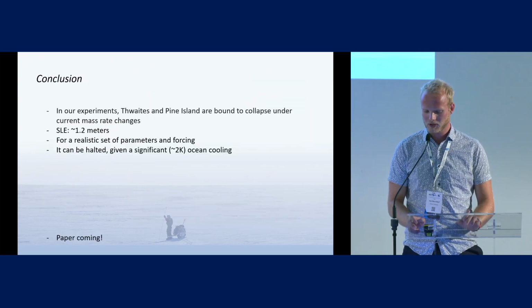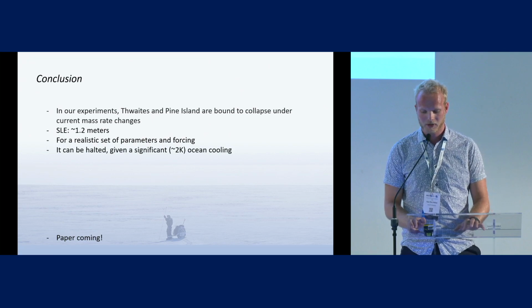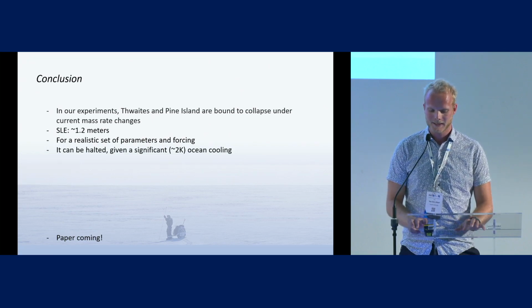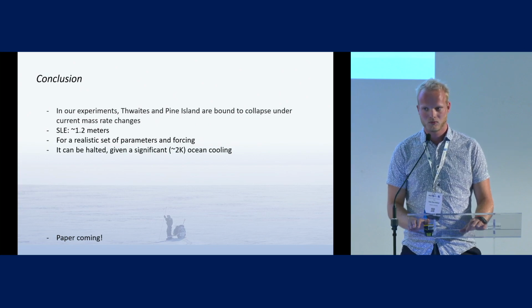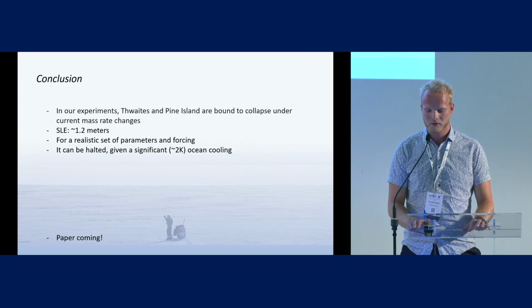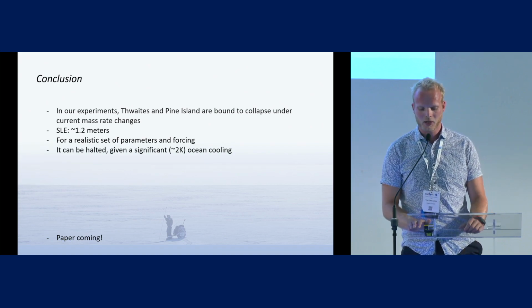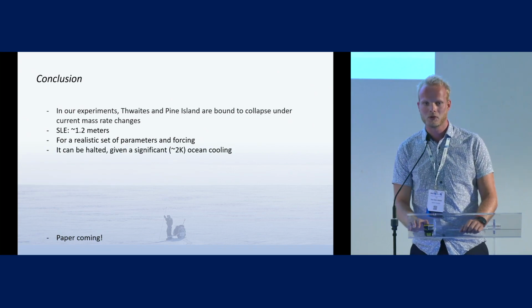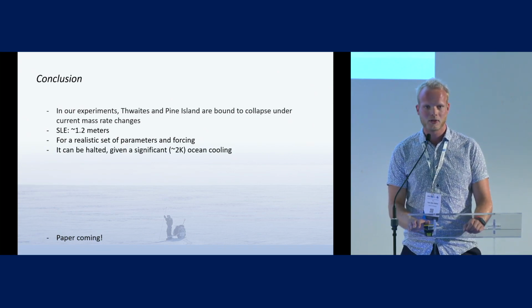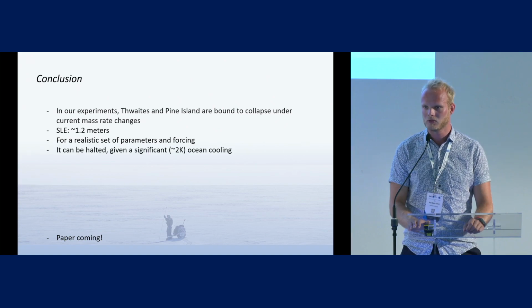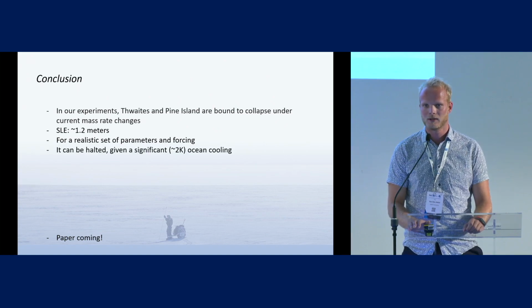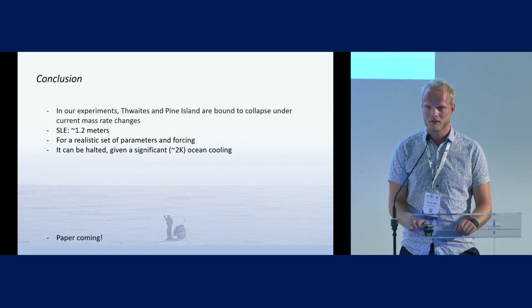So, the conclusion of this experiment is that in our experiment, Thwaites and Pine Island are bound to collapse under the current mass change rates, yielding a sea level equivalent of about 1.2 meters. This is for a realistic, in our case, set of parameters and forcing and physical choices of the model, spin-up states and ocean forcing fields. And it can be halted if you give it a significant cooling. And this cooling is, I just said 75%, which translates in our parameterization to about 1-2 degrees of ocean cooling in the Amundsen Sea region. And there's a paper coming on this very soon, so stay tuned.